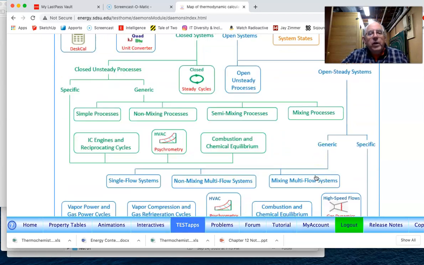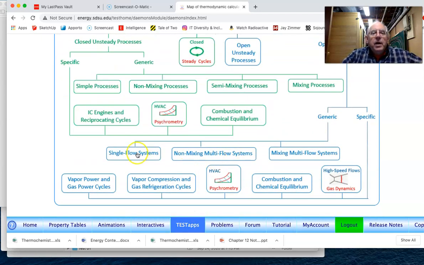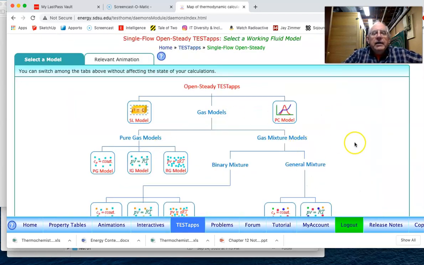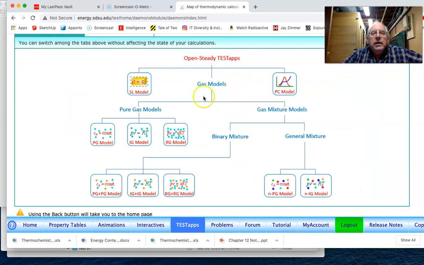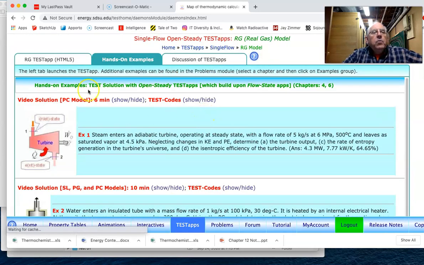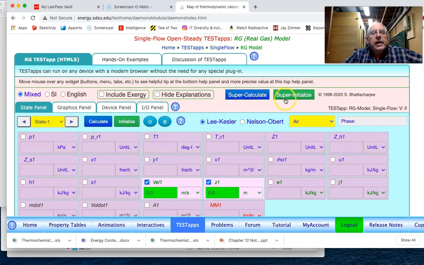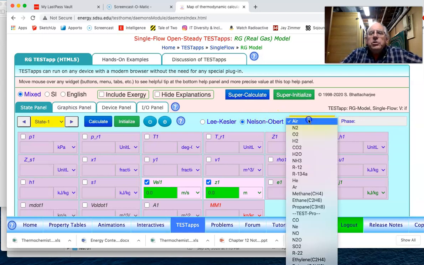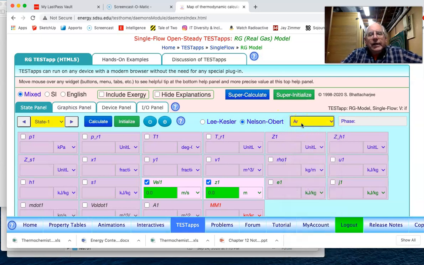and we recognize that it's once again a flowing open system. And so we select that. Our gas model in question will be a real gas. And we're then ready to go into the HTML test app. Our mode of calculating the real gas behavior is the Nelson-Obert charts, and we are selecting argon as our gas.